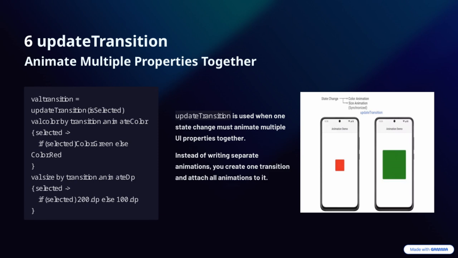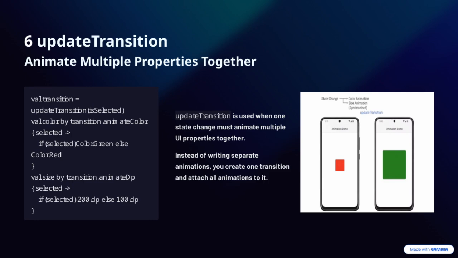For example, we start by defining a transition with update transition, passing in the current state, like is selected. Then, for each property we want to animate, such as color and size, we create individual animations attached to this transition. Notice how we animate the color. If the item is selected, it turns green. If not, it turns red. Similarly, for size, it increases to 200 dp when selected and shrinks back to 100 dp when deselected.